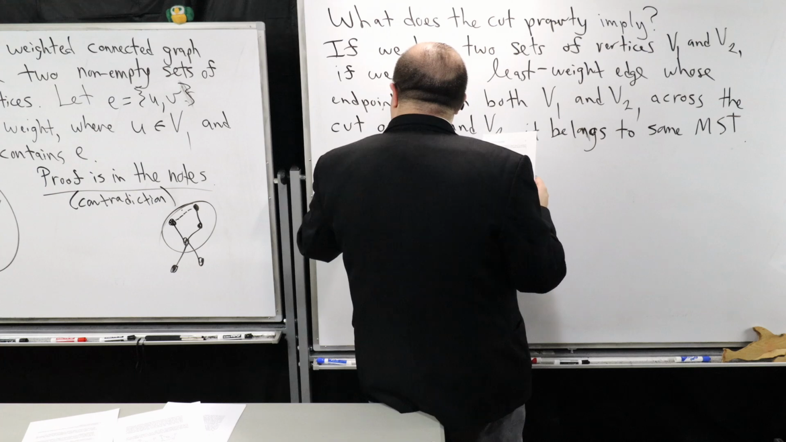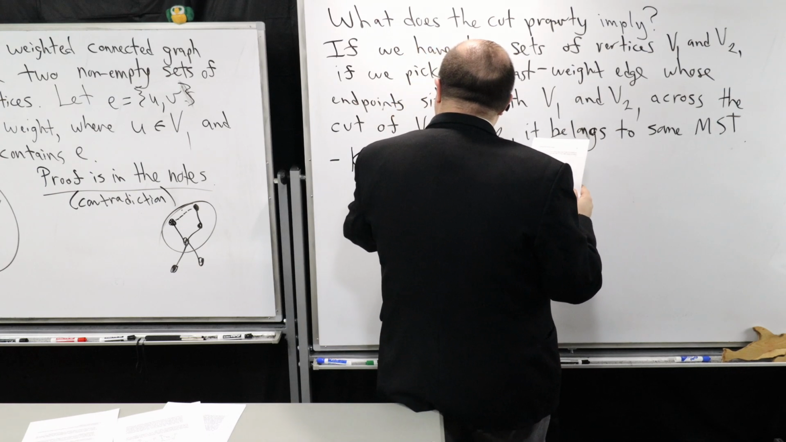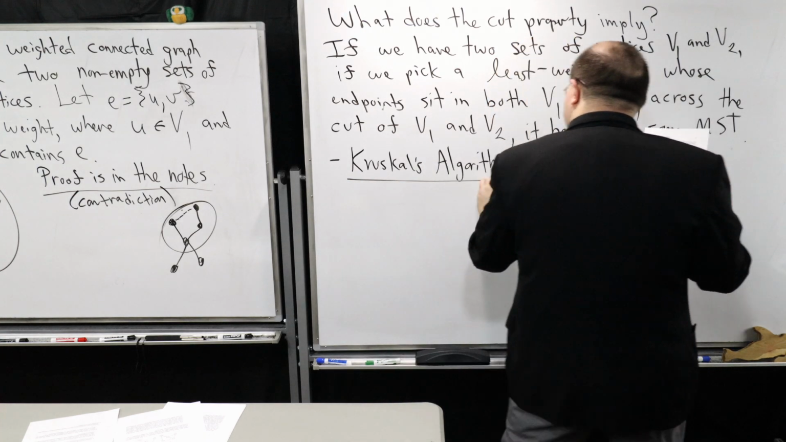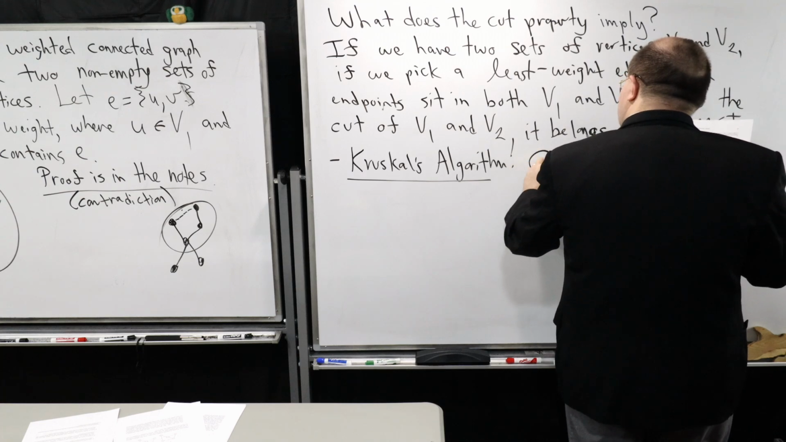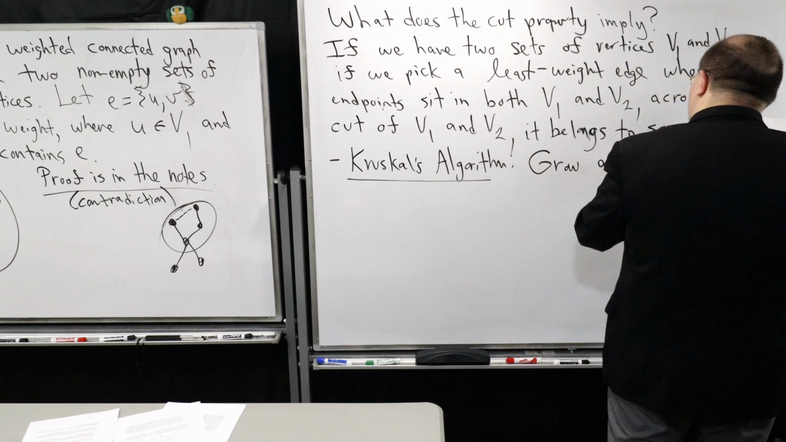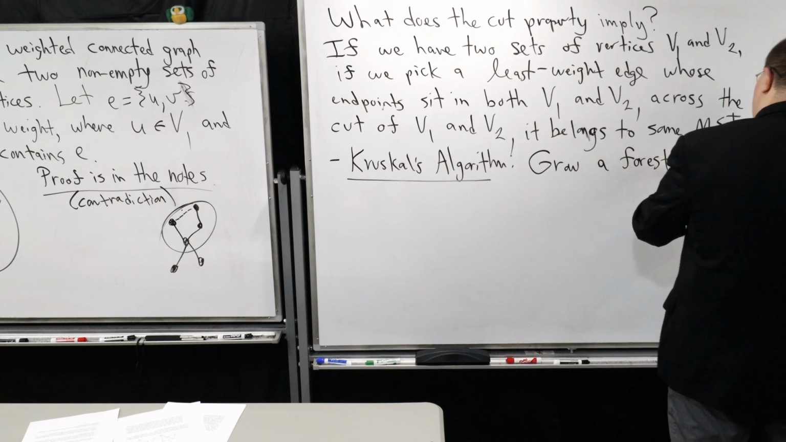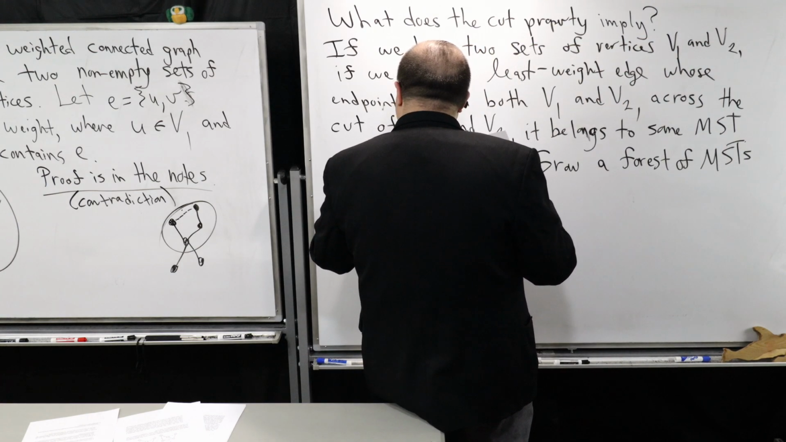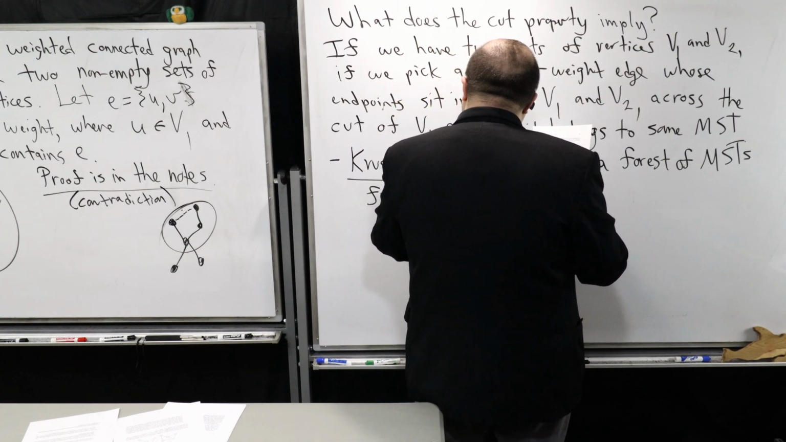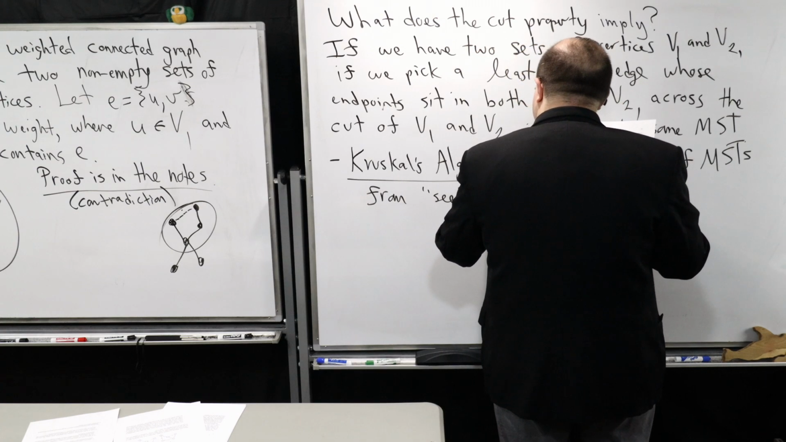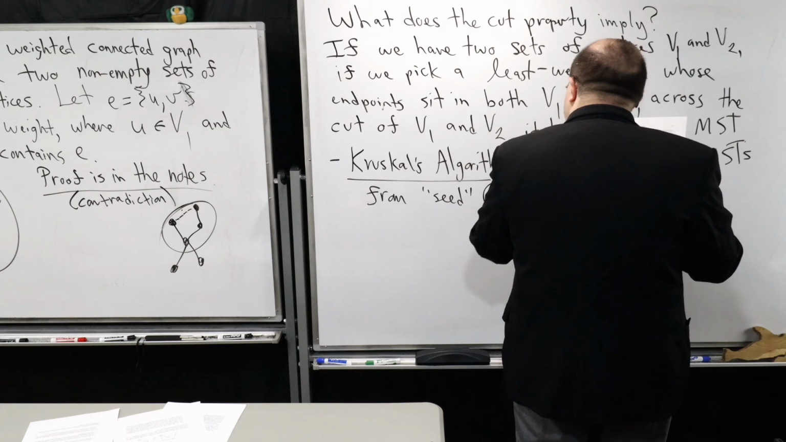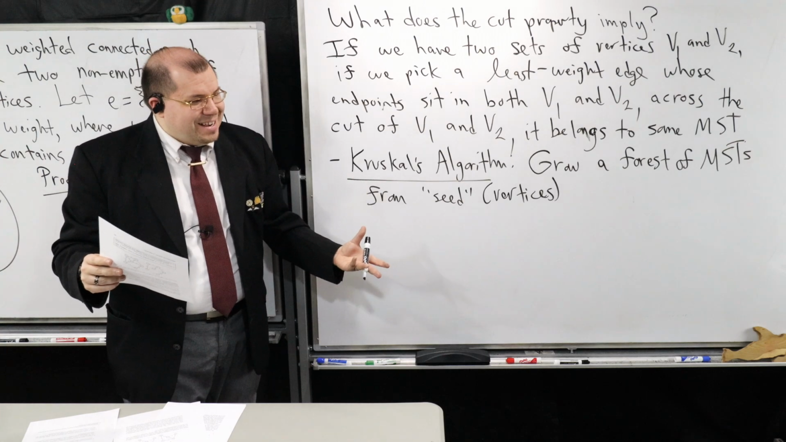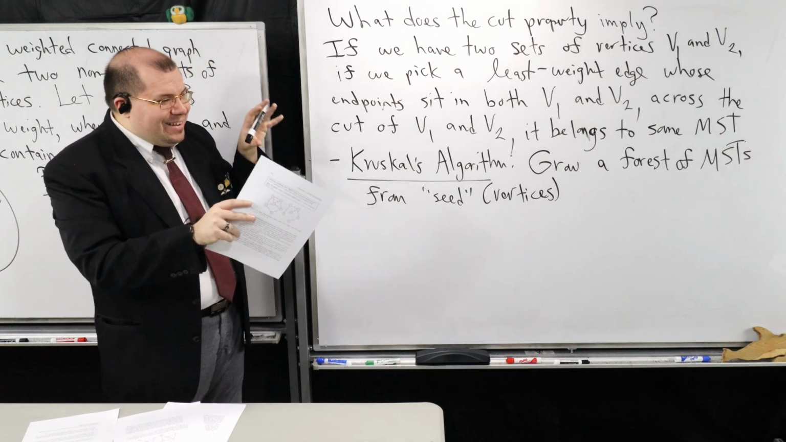The first example of how I could use this is called Kruskal's algorithm. I'll focus more on the latter of these two. Here's the idea. You grow a forest of minimum spanning trees from seeds. And I must stress that these seeds are just isolated vertices. So you've got to think of it almost like I'm building a whole forest of trees that eventually become one super tree. So I'm going to build a whole bunch of these tiny little minimum spanning trees.